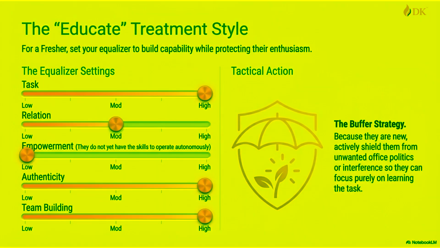Authenticity is a dimension that should almost always stay at the high setting. It means leading by example with humanity, integrity, and courage. Regardless of who you are leading, you must set an example of hard work and honesty. Authenticity builds the foundational trust necessary for all other leadership adjustments to work. If your team doesn't perceive you as genuine, the other adjustments on the equalizer will lose their effectiveness.